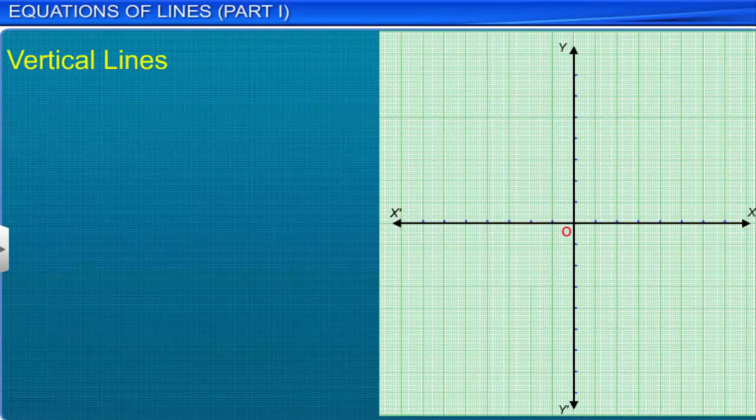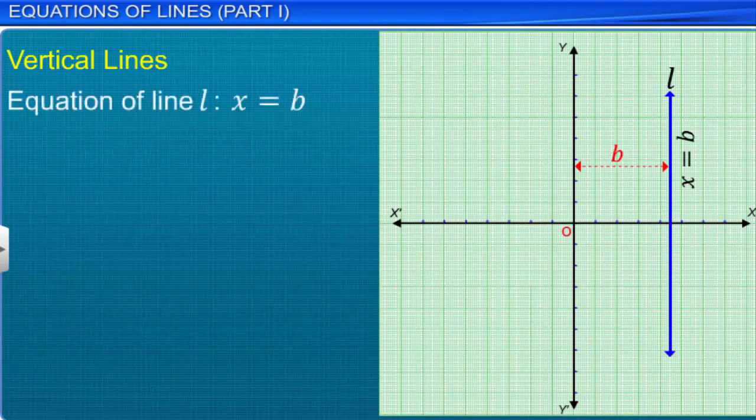Now let us find the equations of vertical lines or lines that are parallel to the y-axis. Consider a vertical line L that intersects the positive side of the x-axis at a distance b from the y-axis. The x-coordinate of every point on line L at any position is b. Thus, the equation of line L is x = b.